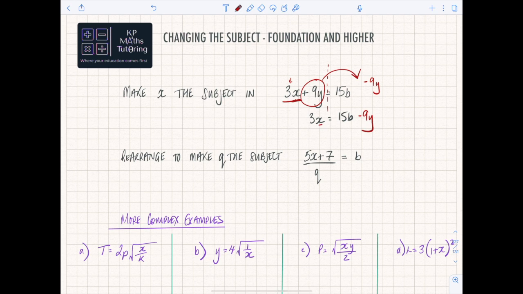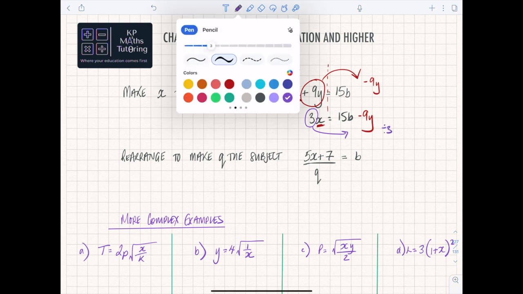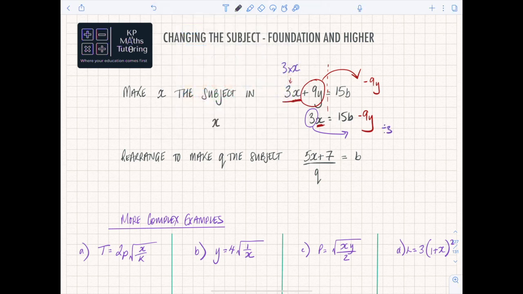Underline again the bit that you're trying to get on its own. I'm trying to get that x on its own, so the next thing I now need to move is this 3. And when I move this 3 over the equal sign, it changes. What I just said was that this was 3 times x, so when you move it over, it becomes a divide by 3. So the x stays where it is, 15b minus 9y stays where it is, and the divide by 3 can be written underneath.